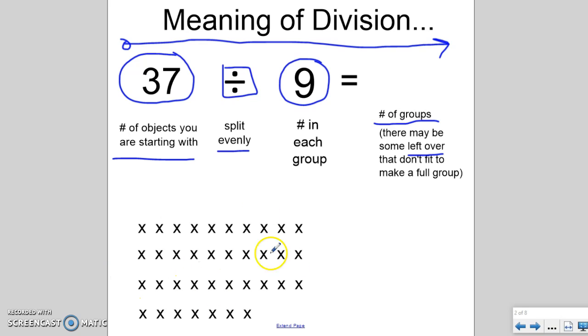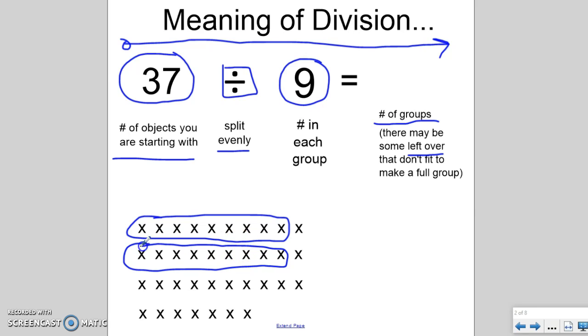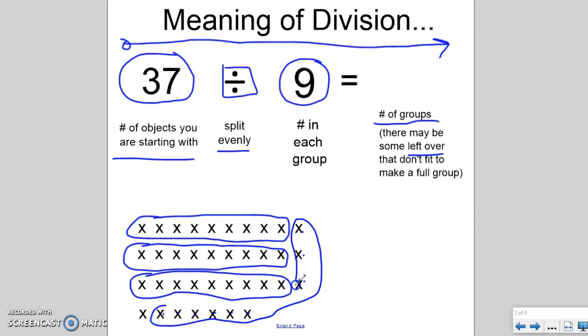So here are my 37. I'm going to put 9 in each group, and since I did draw these X's in groups of 10, I know that would be 9, so that's one group. This would be another group of 9 markers. This could be our third group of 9 markers. Let's see if I have enough for another group. 1, 2, 3, 4, 5, 6, 7, 8, 9. Yes, I do. So that is going to be my fourth group, but unfortunately, I don't have enough left to make 9 in the next group. So you can see that I'm able to make 4 whole groups of 9. So that's where that whole number comes from.